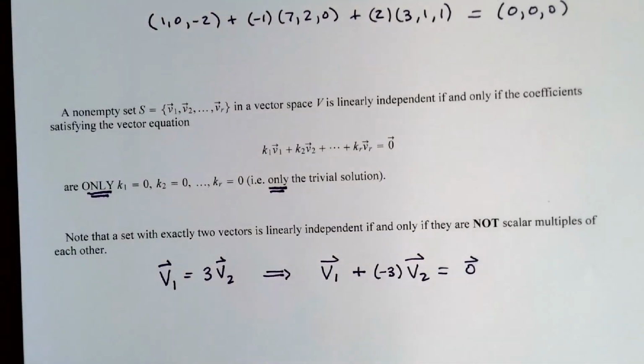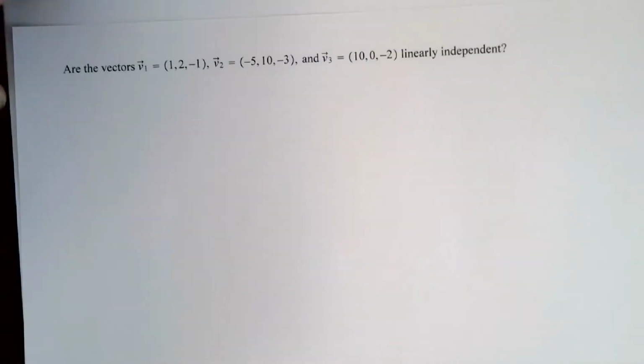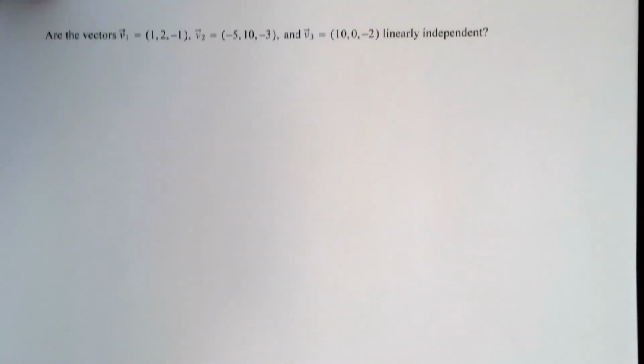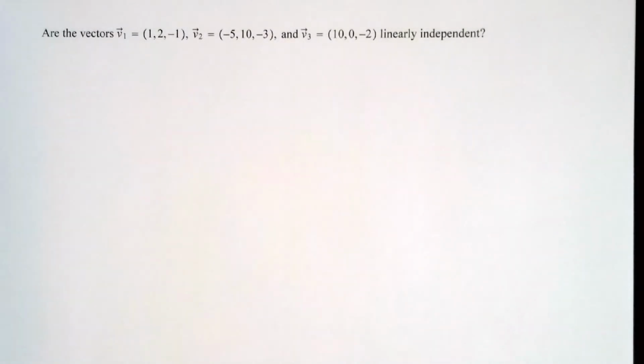So if you have just two vectors, then we'll simply ask, is one a scalar multiple of the other, to determine whether or not they are linearly independent. So let's take a look at a situation with three vectors to see if they are linearly independent or not. And we'll stay in 3-space. We're comfortable with that vector space. We've used it quite a bit. And so, are these three vectors linearly independent?